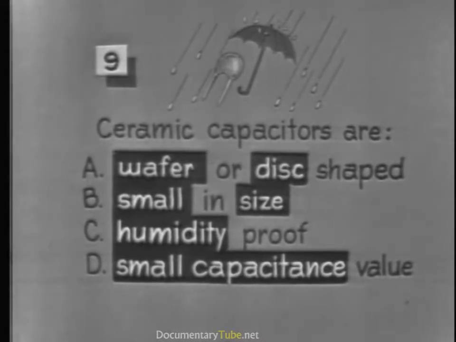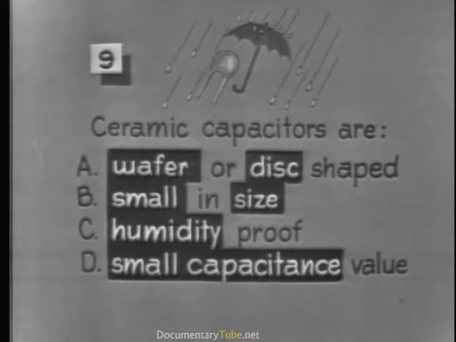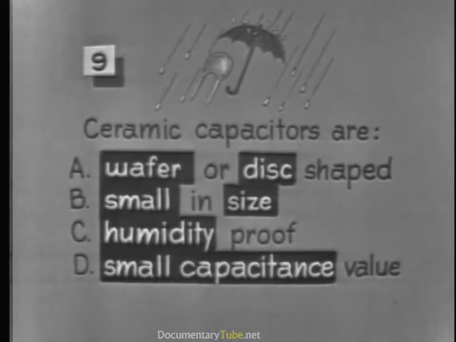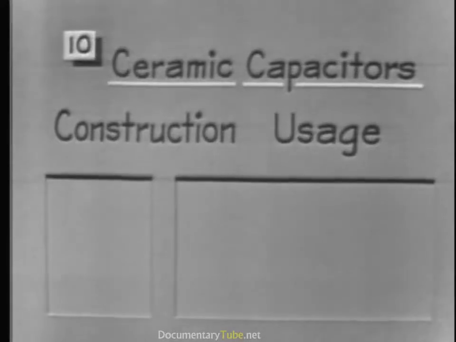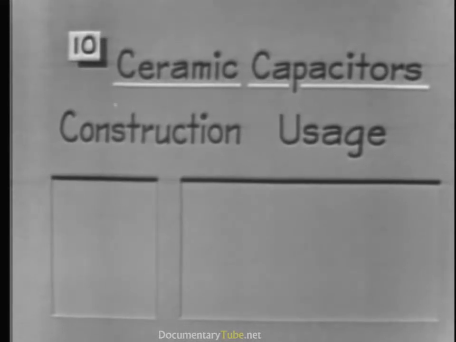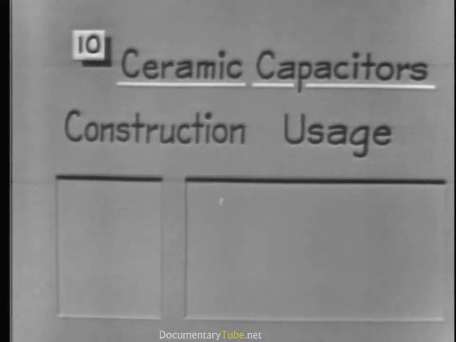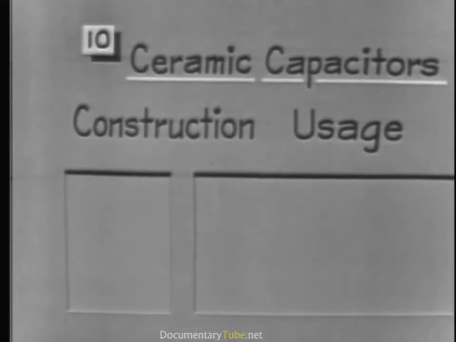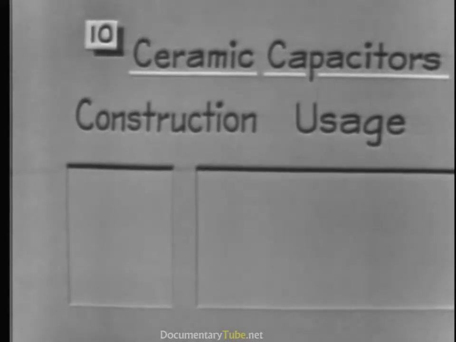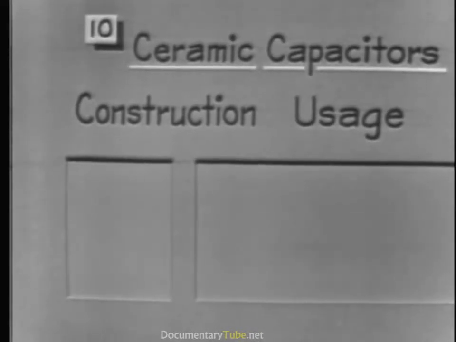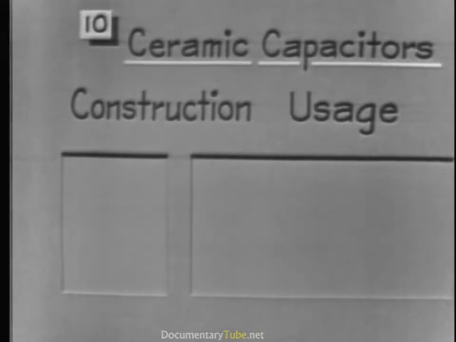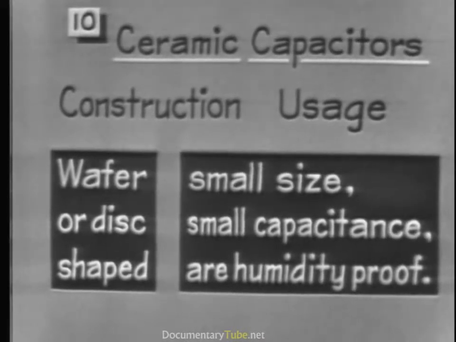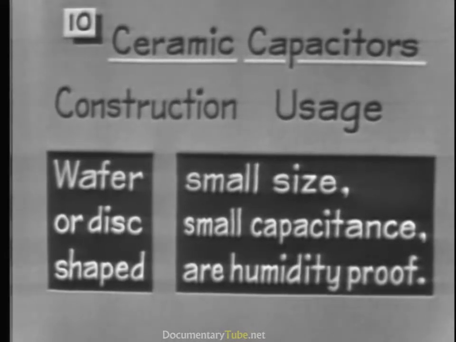The desired answer in this case is ceramic capacitors are wafer or disc-shaped, small in size, have small capacitance, and are humidity-proof. Any order is okay here. Now try number 10. The construction is wafer or disc shaped, and under usage you should have small size, small capacitance, and humidity proof.